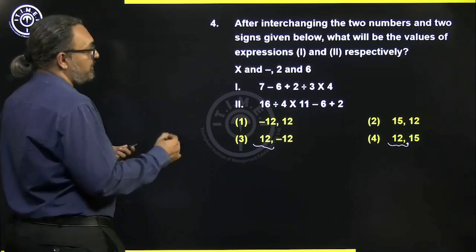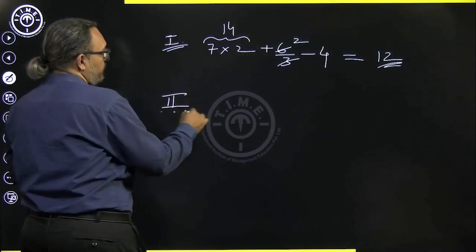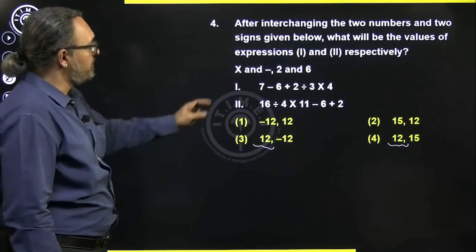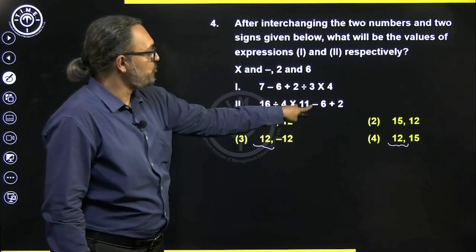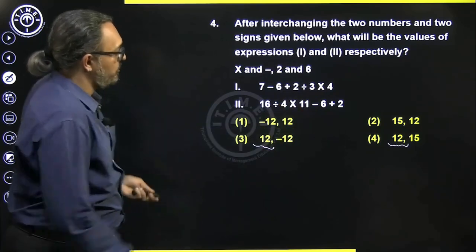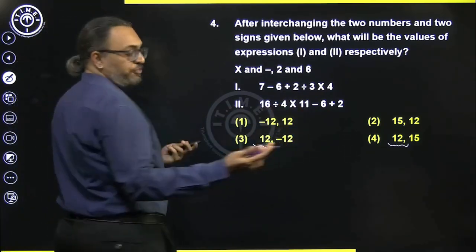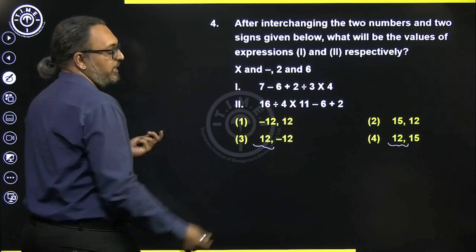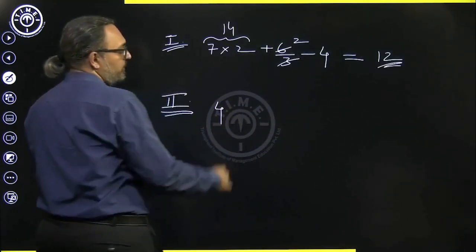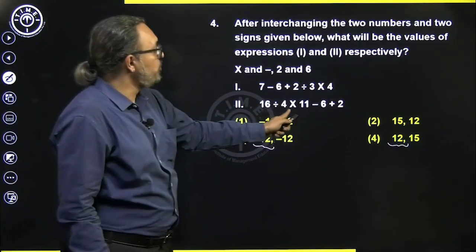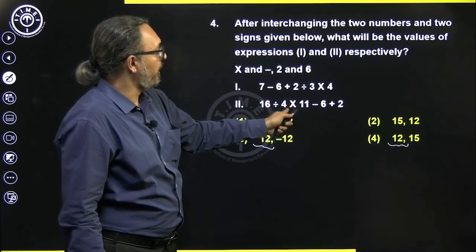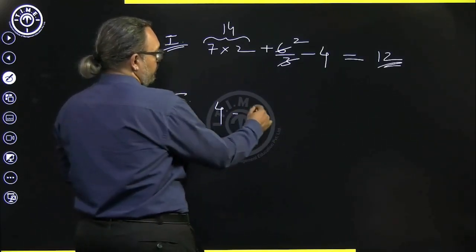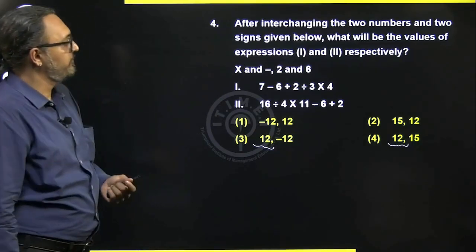Okay. Now let's take the second expression. Now in the second expression again same, into and minus and 2 and 6. Okay. So 16 divided by 4. So division is what we do. So directly you can take 16 divided by 4. You have 4. Correct. And then into becomes a minus. So minus 11 you have. Minus 11 you have. Okay.